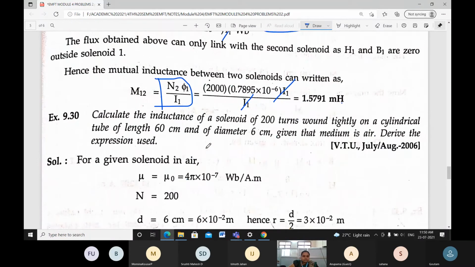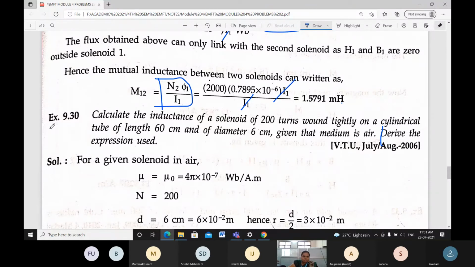Next problem is to calculate the inductance of a solenoid of 200 turns wound tightly on a cylindrical tube of length 60 centimeters and diameter 6 centimeters. Given that the medium is air, the derivation of the expression is already taken in the theory class. We are not going to derive it. In the question paper, if they ask to derive the expression, you should go with the derivation part. Here we are just going for the problem only.